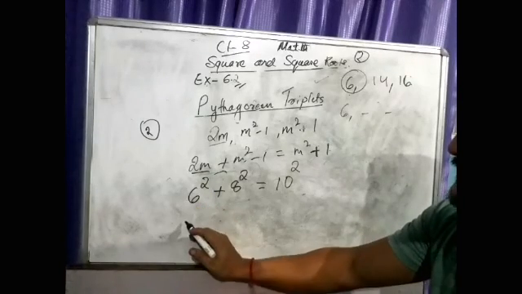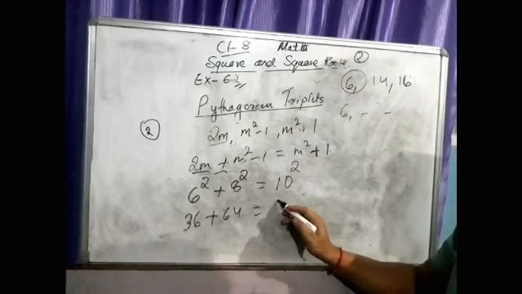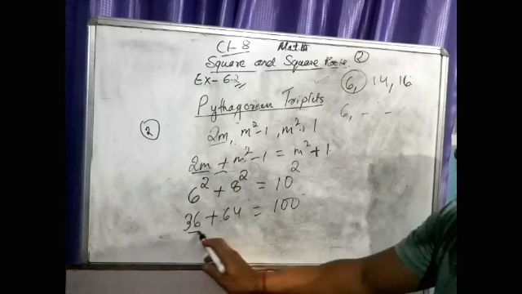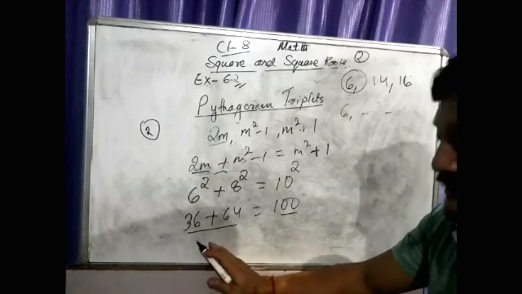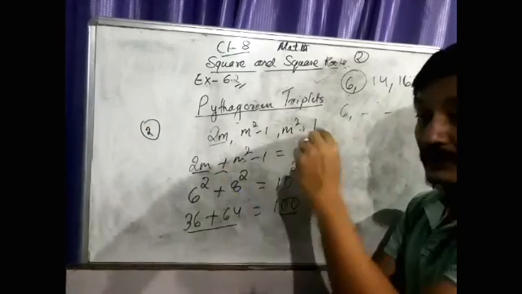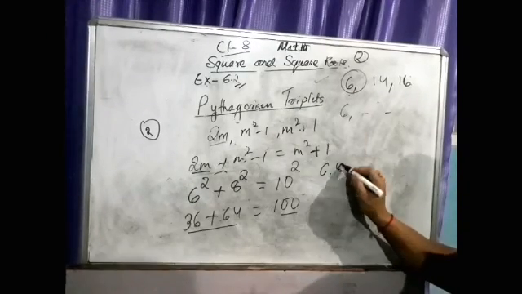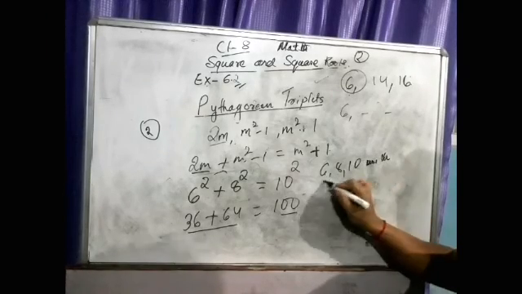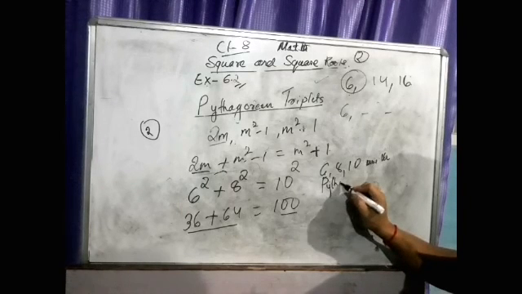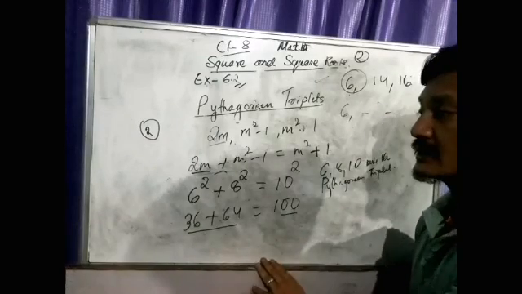So the square of 6 is 36, square of 8 is 64, and square of 10 is 100. 36 plus 64 is 100. So when we add these two we get 100, and here we already have 100. So yes, it is a right answer. Whatever you have chosen for the triplets, 6, 8 and 10 are the Pythagorean triplets. You can write Pythagorean triplets. Okay, so do the rest of the questions like this.